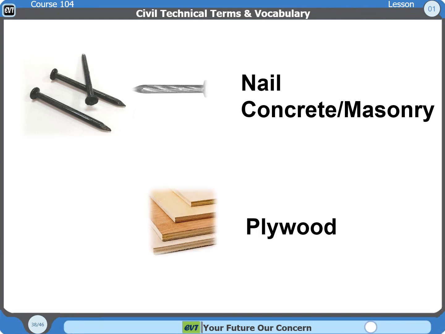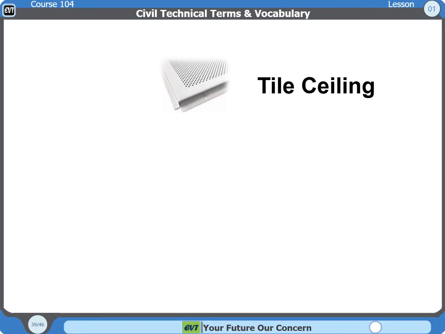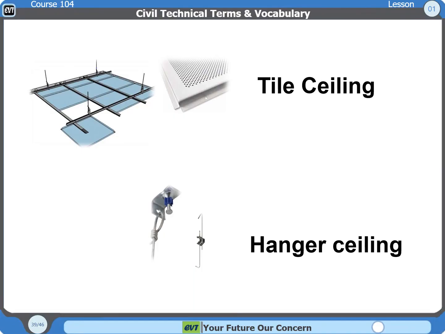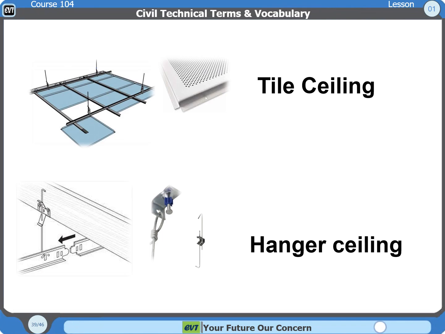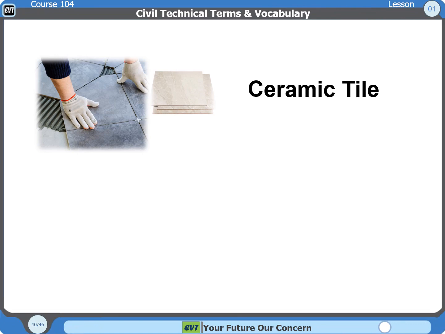We have plywood. Plywood used for partitions, floors, ceilings, and used for decorative such as cladding and doors. We have tile ceiling. Tile ceiling used to cover ceilings. We have hanger ceiling. Hanger ceiling used for ceiling attachment in mechanical and electrical installations. Ceramic tile. Ceramic tiles are used for floor and wall cladding.